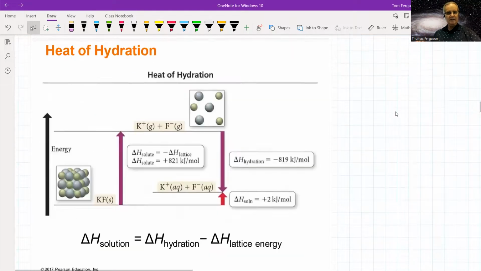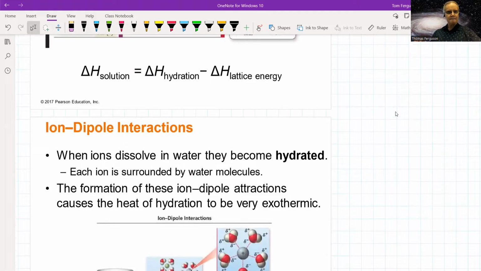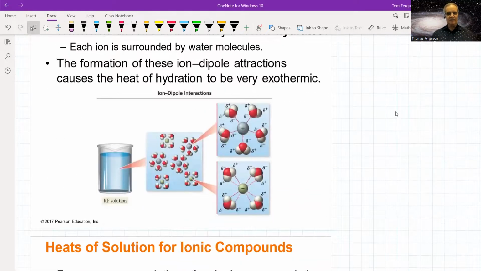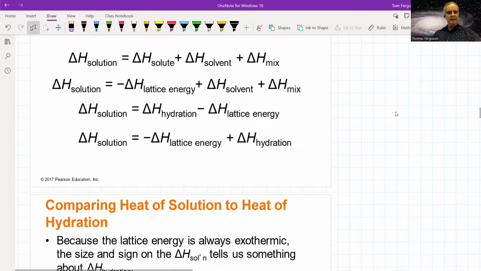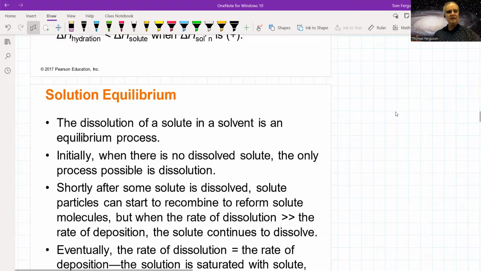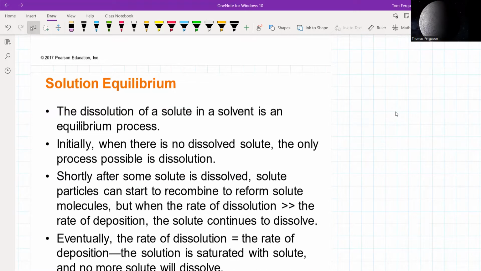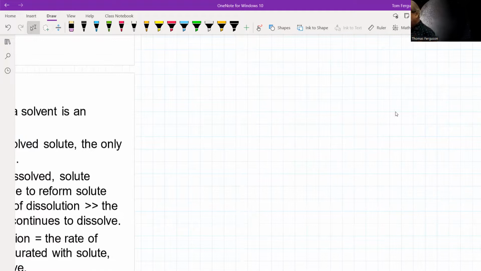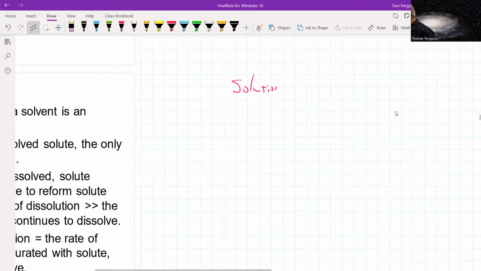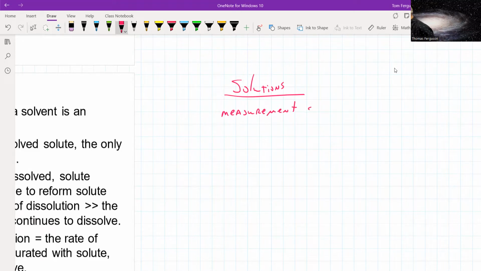So we talked about that already. And this is a nice diagram of what I did. When we get into the equilibrium part, we get into the quantitative part of solutions. This is like lab 5.